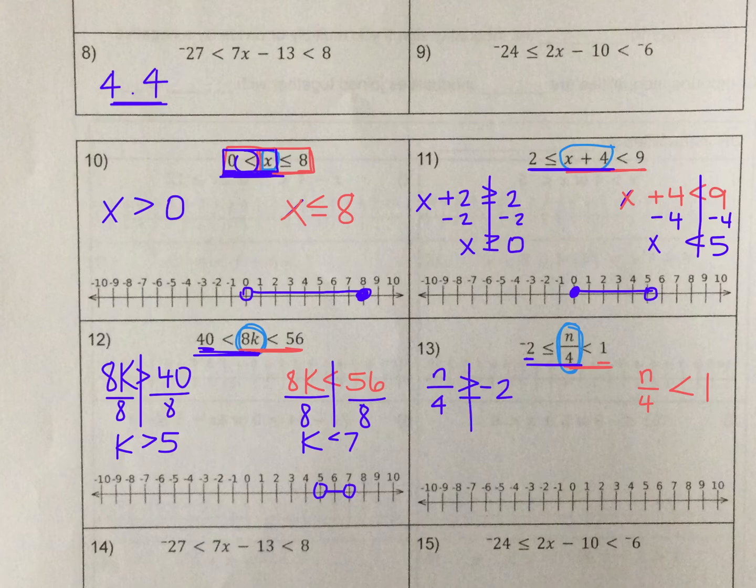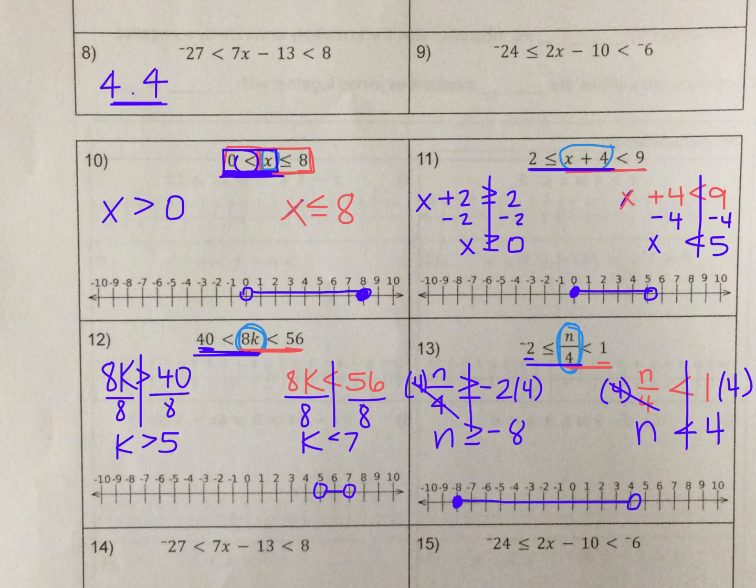Now we just solve them. To get that n alone, I've got to multiply both sides by 4. So n is going to be greater than or equal to -8. Put a solid circle on -8. Over here, same thing, multiply by 4. n is going to be less than 4. Open circle on 4. They're ands, so they go together like that.